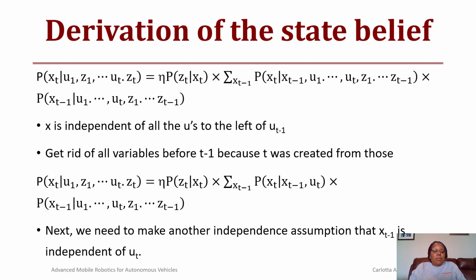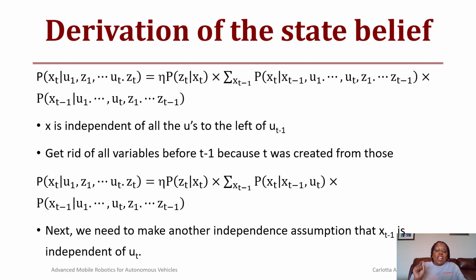So by doing that simplification, this equation now becomes the probability of xt given u1, z1 to ut, zt is equal to eta times the probability of the current measurement given the current state times the summation over all xt minus 1 of the probability of the current state given the previous state and the current input control ut, times the probability of the previous state x of t minus 1 given all of the inputs u1 to ut and the measurements z1 to zt minus 1.